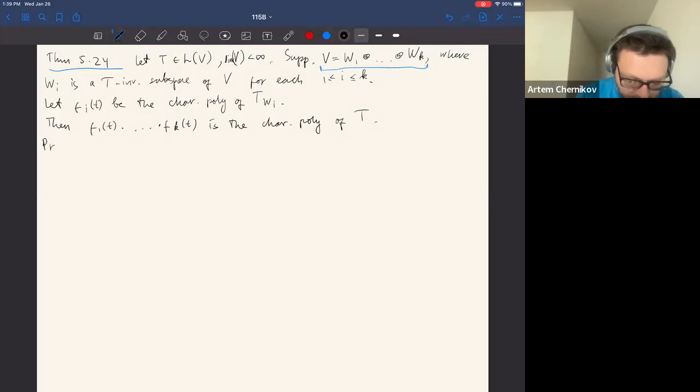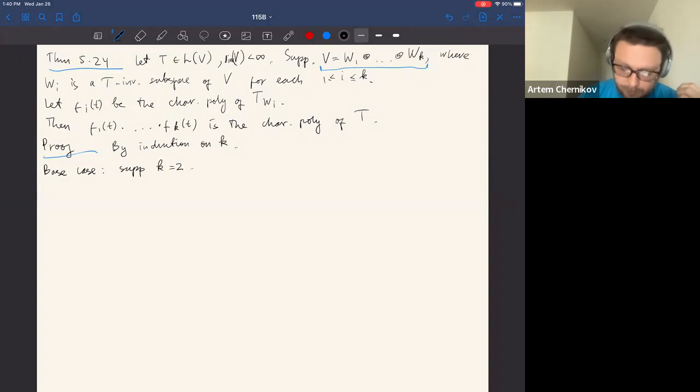All right, so let's show the proof. We're going to argue by induction on k, where k is the number of subspaces. So the proof is by induction on k. First consider the base case. We start here with k equal to 2, because if k is equal to 1, there is nothing to prove, right? If k is 1, it means that W1 is just all of V, and so this is trivial. So the first non-trivial case is when k is equal to 2.